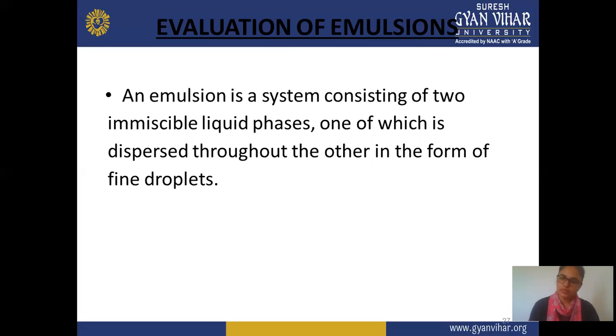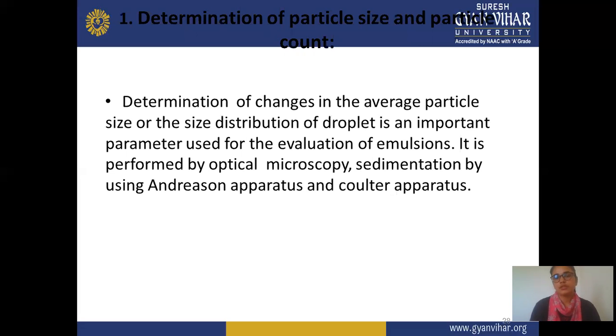So we covered syrup first, then elixir, then suspension, and now the emulsion evaluation parameters. In evaluation, first is determination of fine particle and particle count: how much particle size is present and the number of particles present in the emulsion. In this, determining a change in the average particle size or size distribution of the droplets is an important parameter used for evaluation of the emulsion. In this you check everything regarding the particle size or distribution of particles in the emulsion.